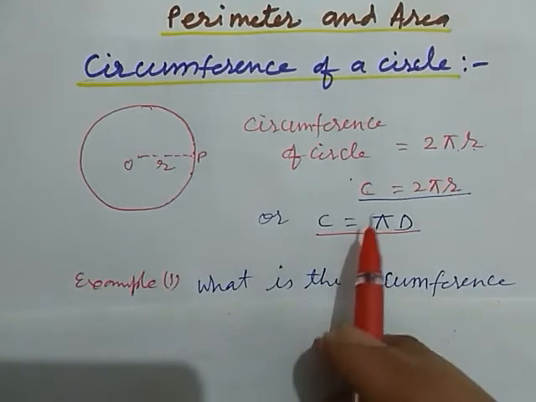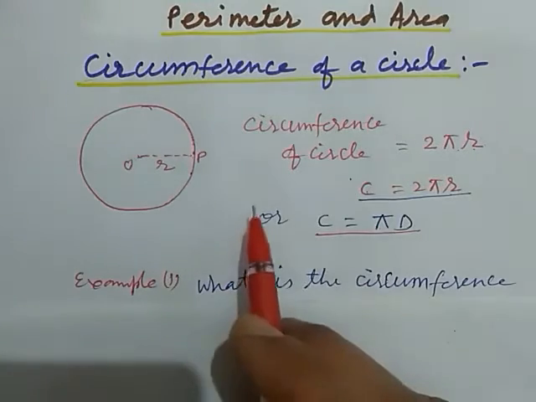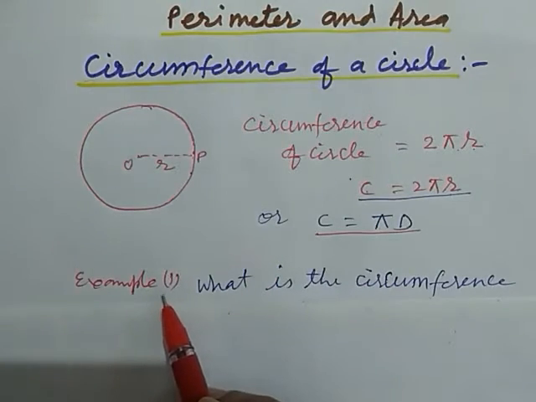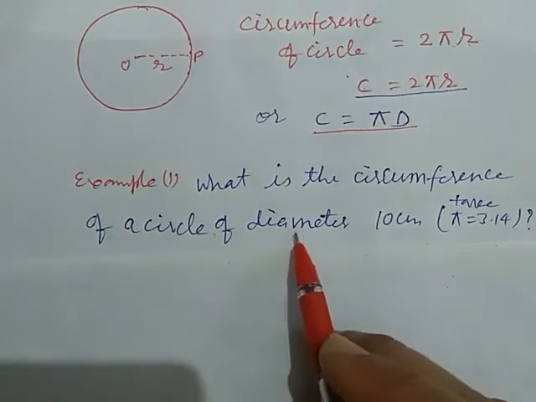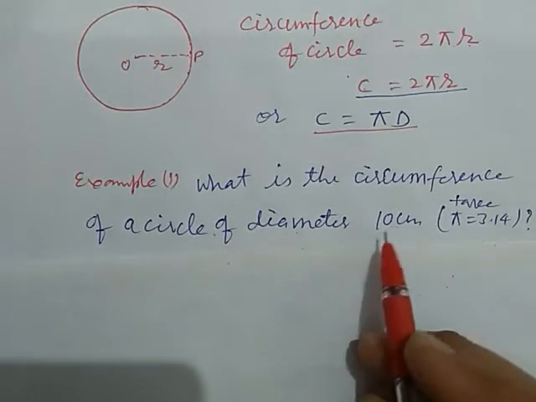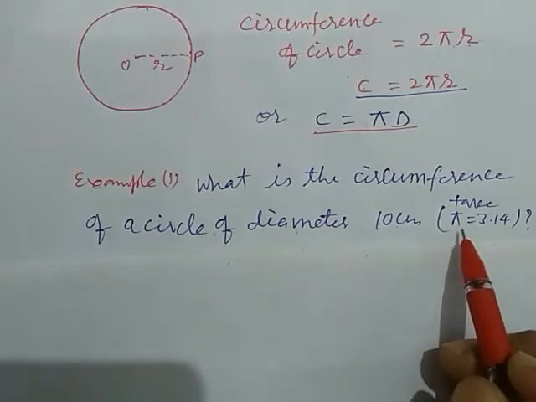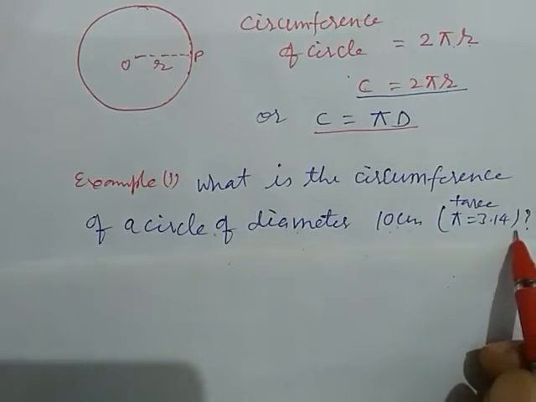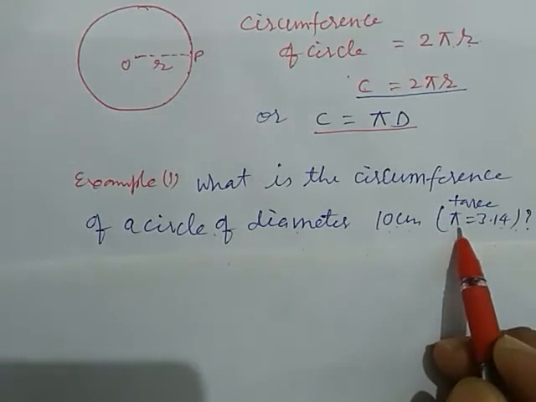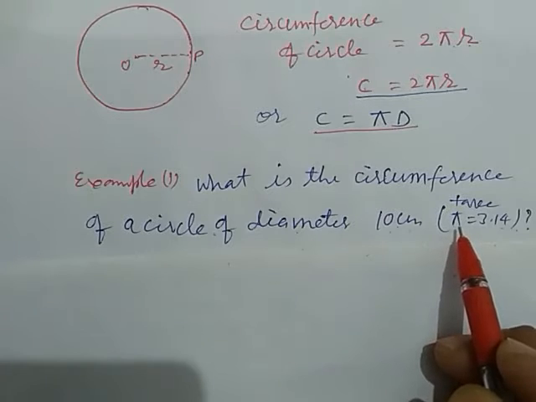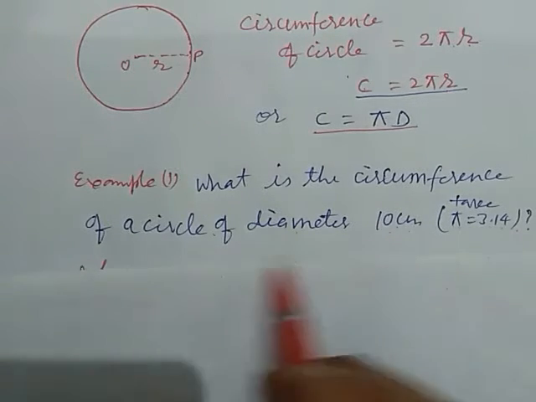Now we take some examples to understand the circumference of a circle and how we calculate it. Example 1. What is the circumference of a circle of diameter 10 centimeter? What is given? The diameter is 10 centimeter and we take pi as 3.14. Sometimes it is 22 by 7. Both are the same, but for ease of calculation we are taking the value of pi as 3.14.